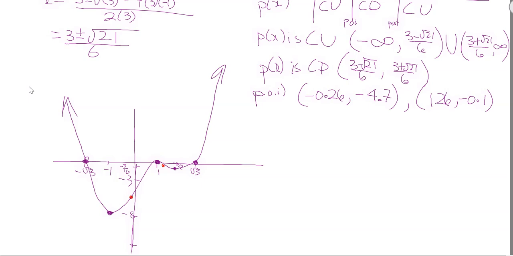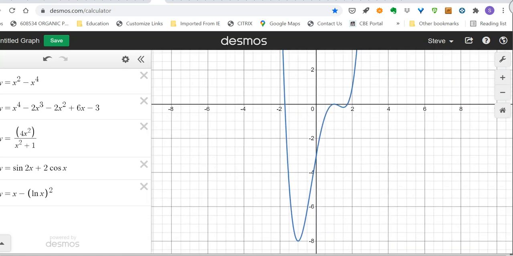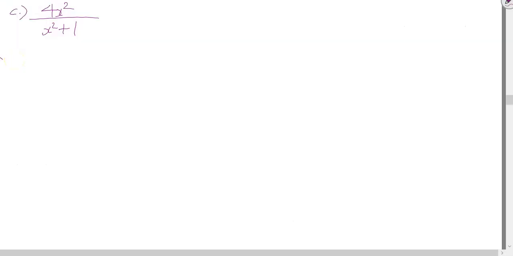Up and away. There it is. There's your min. That. That. Okay. Oh, that's hard.